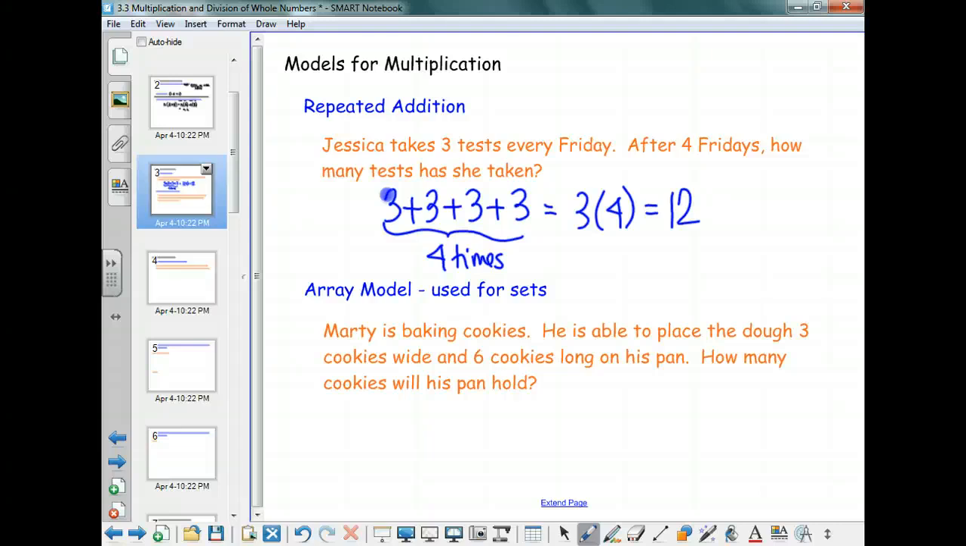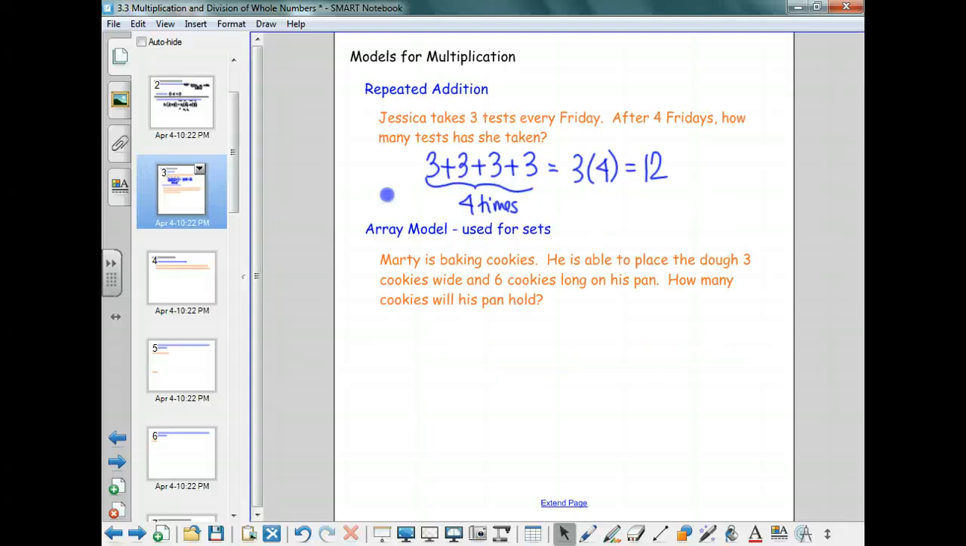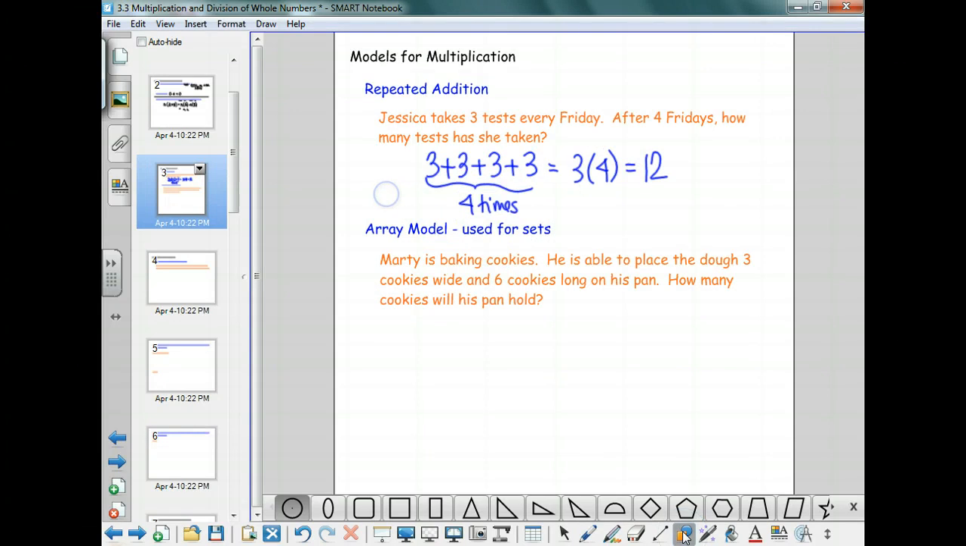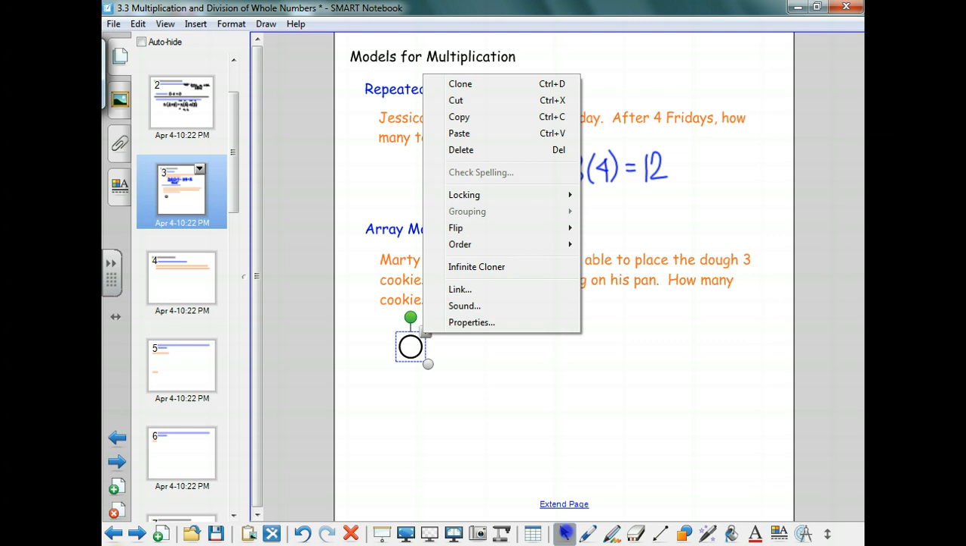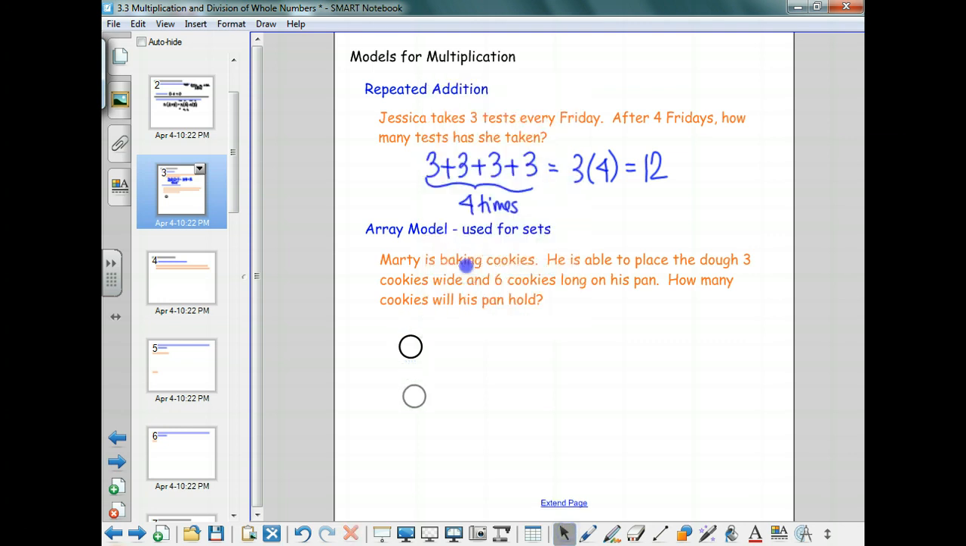All right, an array model, and I'll draw you a picture of this one. This one has a good picture to go along with it. It is used for sets as well. Marty is baking cookies. He's able to place the dough 3 cookies wide, 6 cookies long on his pan. How many cookies will his pan hold? You can picture this, right? Okay, we've all made something like this maybe before. And let's do a circle for it. So he's supposed to make 3 wide, right?